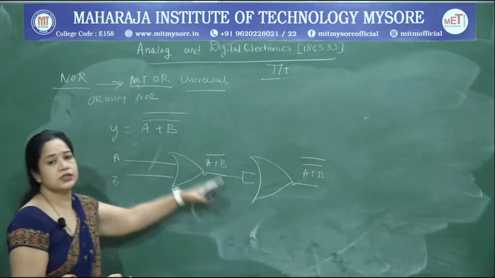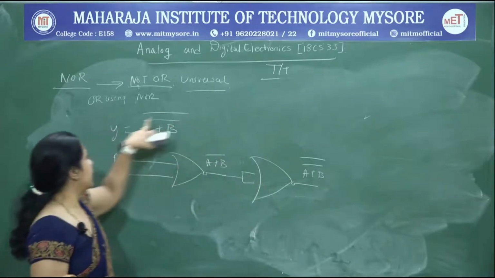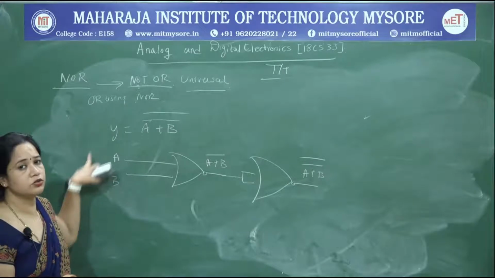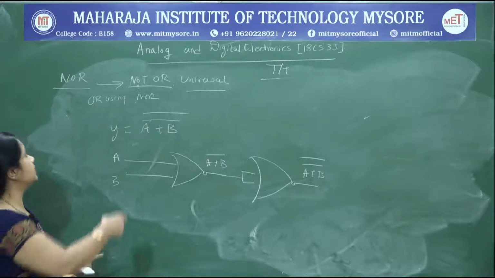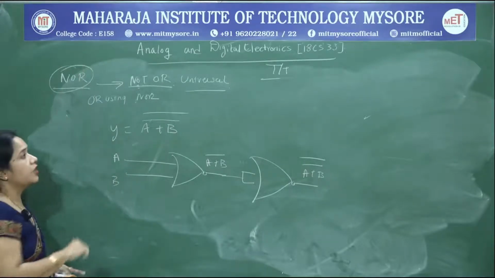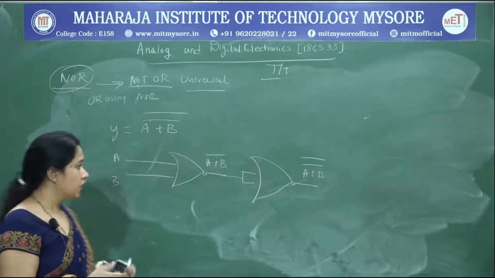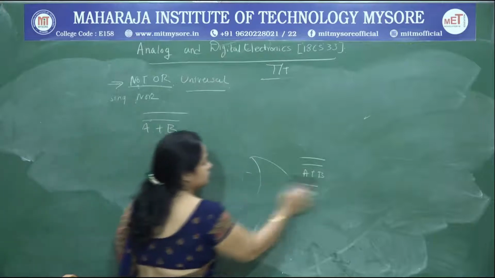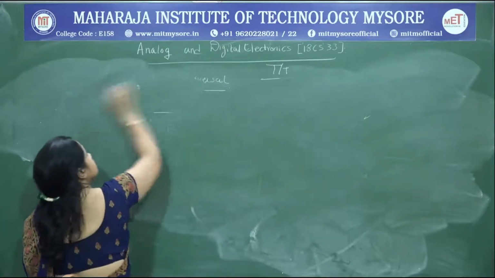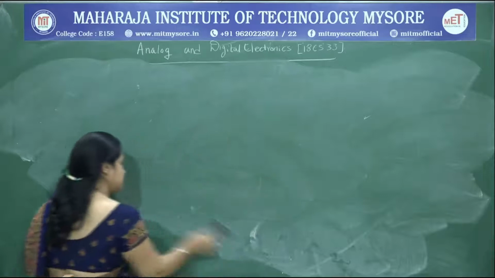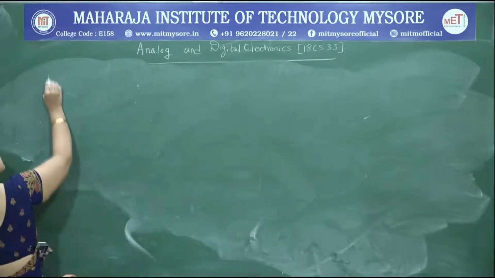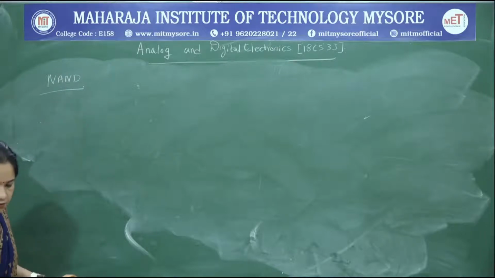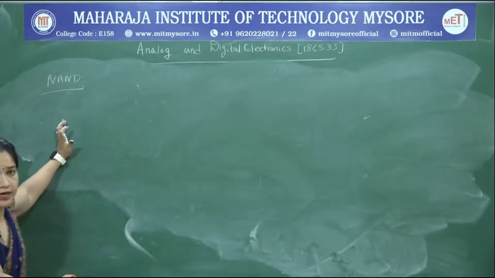What is this? In reality it is going to be OR. So we can realize OR also using NOR. So that is the reason why we call NOR gate a universal gate. Now we will take up one more universal gate, NAND. So the same explanation holds good for NAND as well.